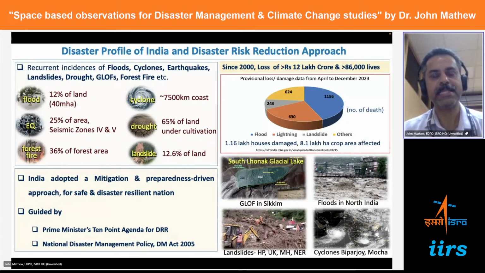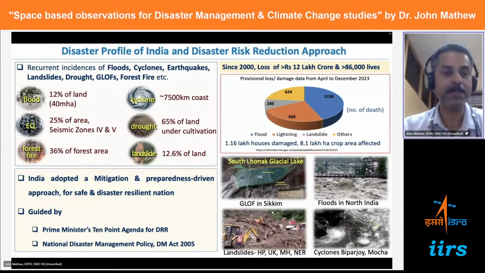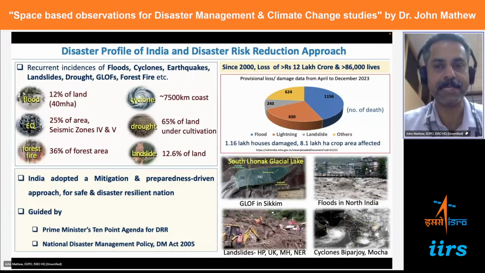Our country is experiencing disasters on a recurrent basis, could be because of its geographic disposition, or because of its tectonic characteristics. Nearly 12% of our land area is vulnerable to floods, and we have about 7,500 kilometers of coast which is vulnerable to cyclones, and nearly 25% of our land area is prone to seismicity. That means they fall in seismic zones 4 and 5. Then, 36% of the forest area is prone to forest fires, and there are landslides in the hilly terrain, which comes to around 12.6% of our land area.